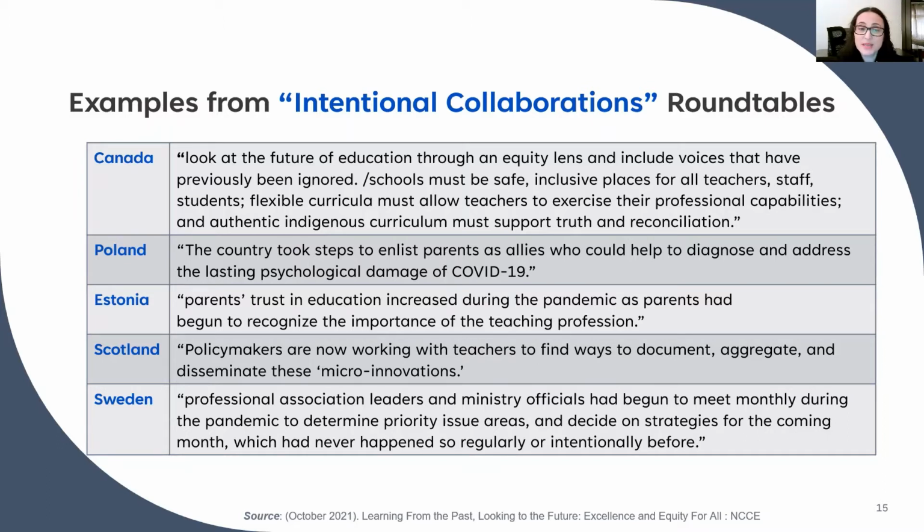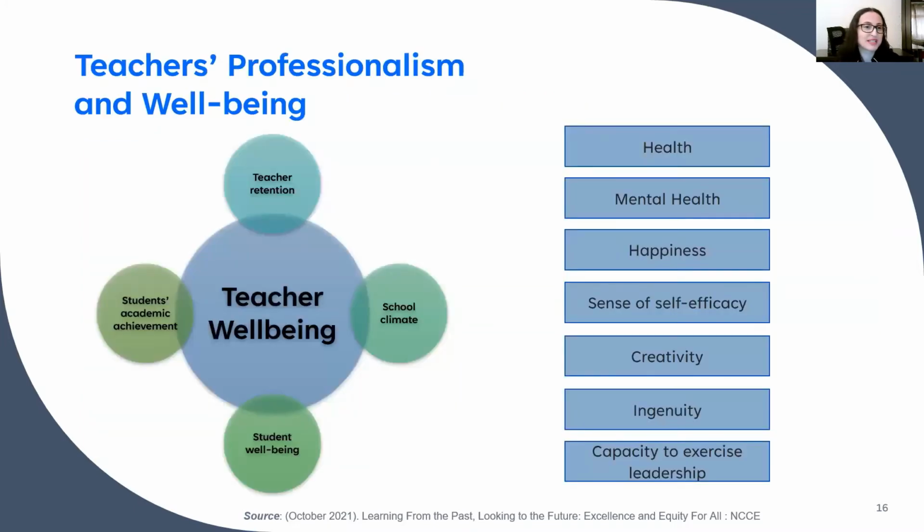Scotland, policymakers are now working with teachers to find ways to document, aggregate, and disseminate these micro innovations. And this is so important because those innovations are usually, and we see it in schools and in so many other countries, overlooked. And Sweden, for example, professional association leaders and ministry officials had begun to meet monthly during the pandemic to determine priority issue areas and decide on strategies for the coming months, which had never happened so regularly or intentionally before. So I guess that through the crisis, we had all to come together strategically and plan accordingly.